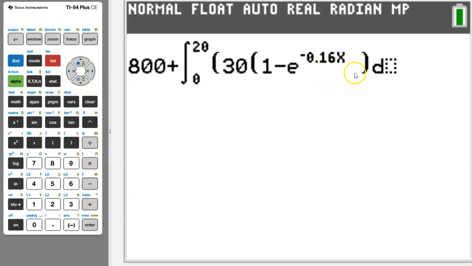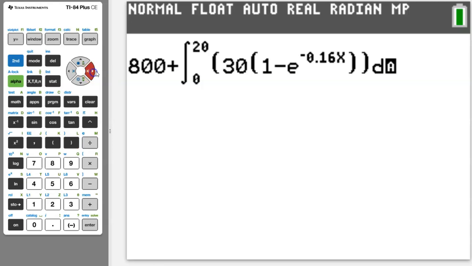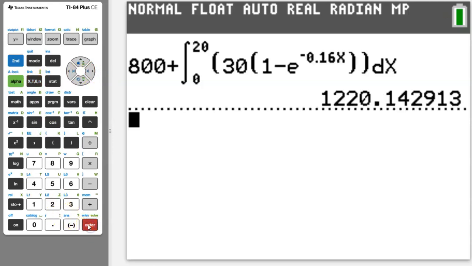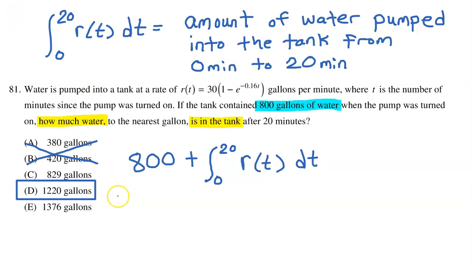Be careful right here at the end. Even though you see a parenthesis right here, we need another one. Notice how we have sort of two parentheses at the beginning, and we need two parentheses at the end as well. And seal it off with a dx. And that's it. This is the answer. So to the nearest gallon, 1,220. So the answer is D.